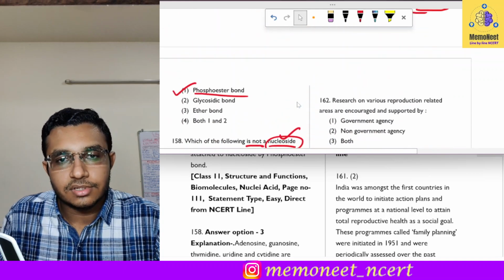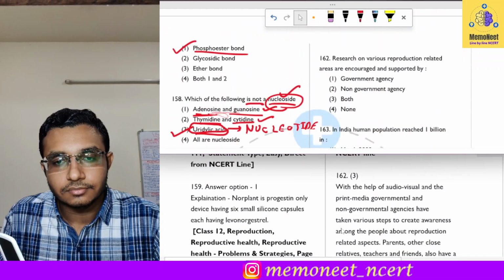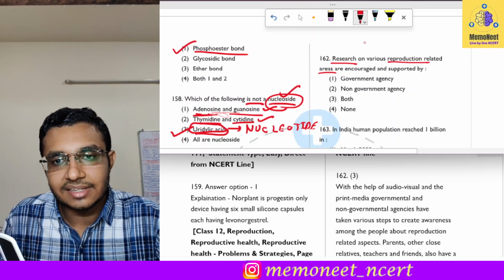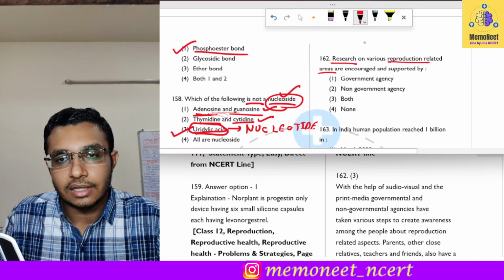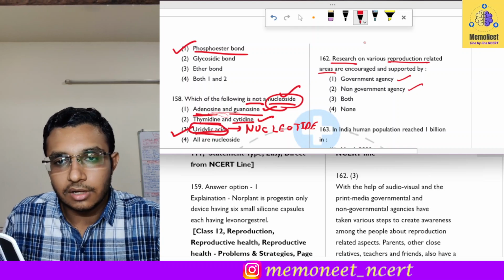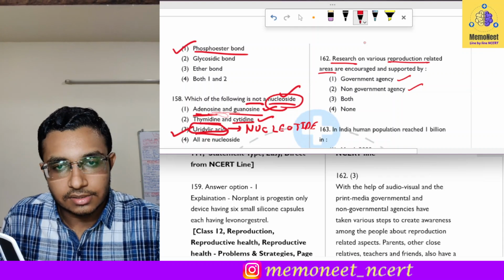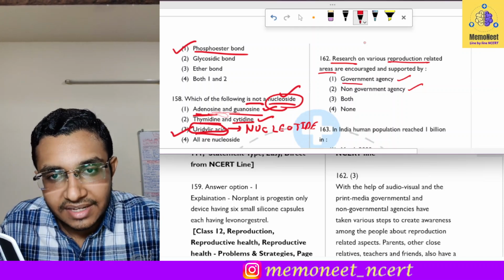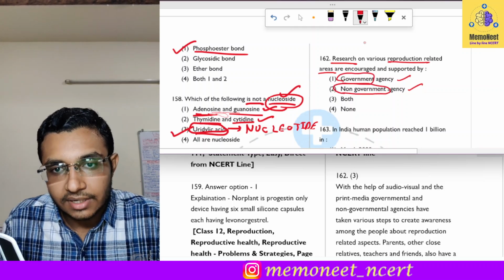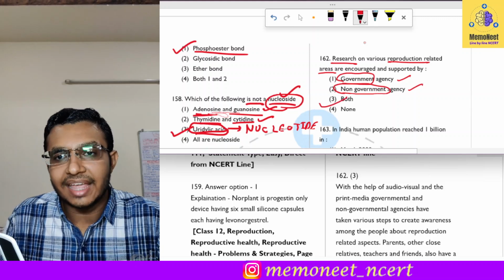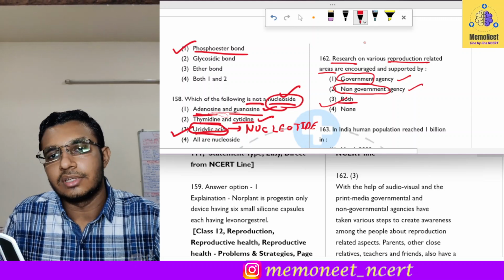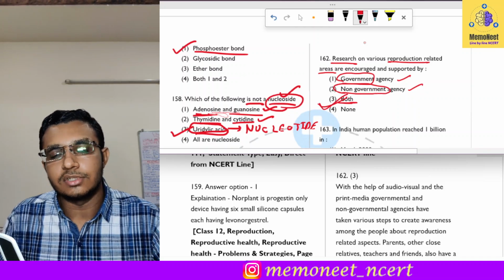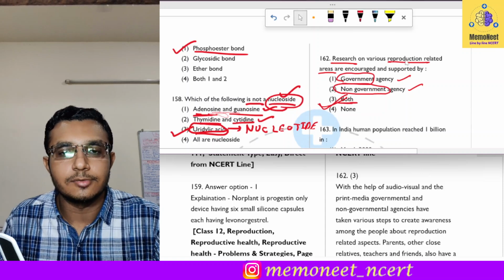Now the next question is question number 162. It states that research on various reproduction related areas is encouraged and supported by a government agency, a non-government agency, or both. So yes, with the help of audiovisual and print media, both the governmental agencies and the non-government organizations are encouraging and supporting the research on the reproduction related areas. So the correct answer of this question will be option 3, that is both.